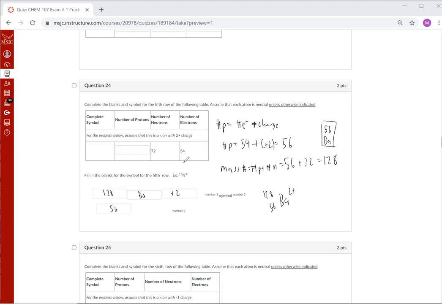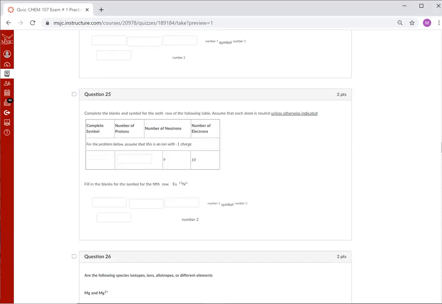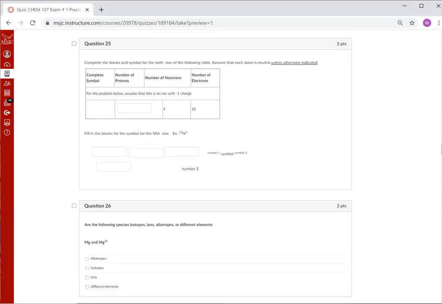So let's keep going now. In this case, we are looking at an ion with a -1 charge. Let's show where we get our number of protons from. We know that our number of electrons is equal to 10. So our number of protons is equal to our number of electrons plus the charge, which is 10 minus 1, which gives us 9 protons.